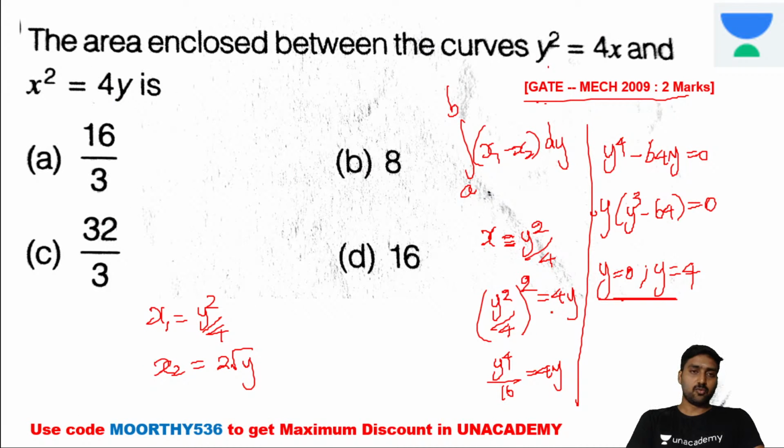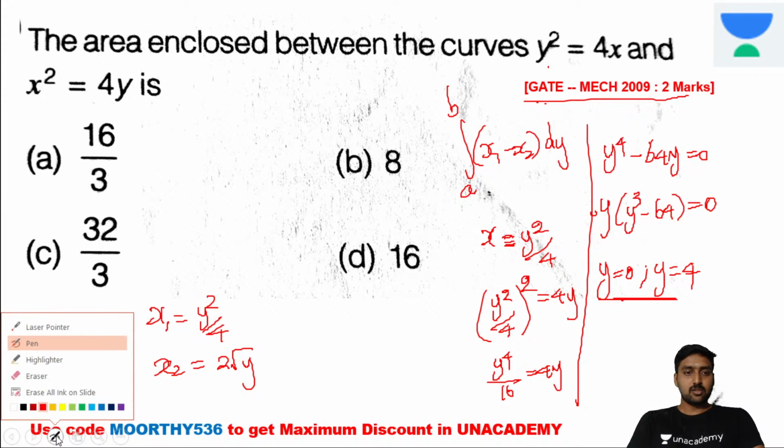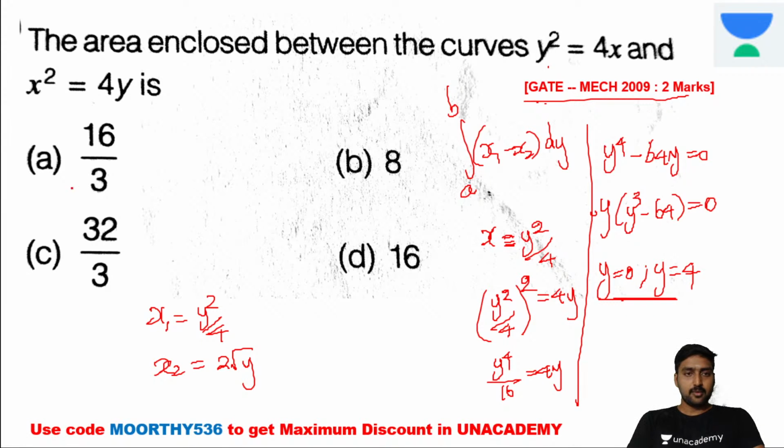That is in terms of y. We can take either x or y in order to calculate the value for this question. The solution for this question is option A. Option A is the right answer. Is it clear now? So these are the types of area integration.